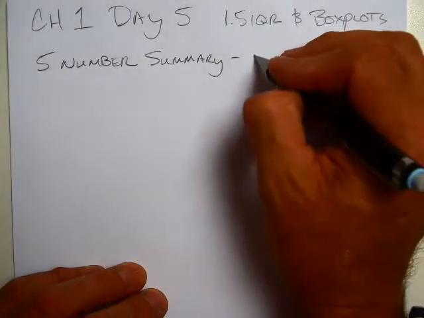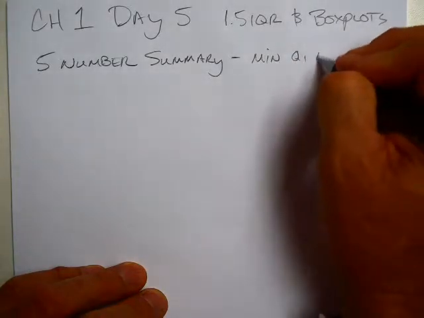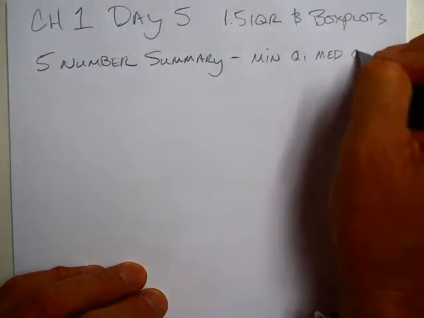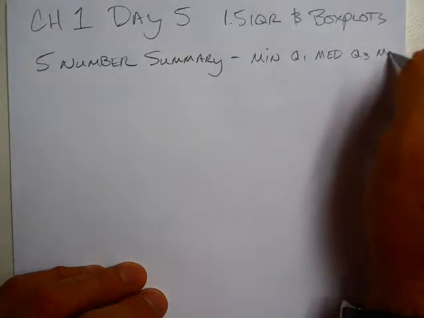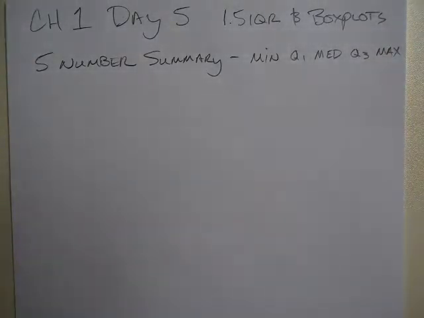Take the problems as they come to you, right? 5-number summary: minimum, Q1, median, Q3, and maximum. This is the 5-number summary. It's easy to find. We're going to look at a couple of really short examples of how to come up with that, and then I'm going to show you how the calculator will do it all for you.